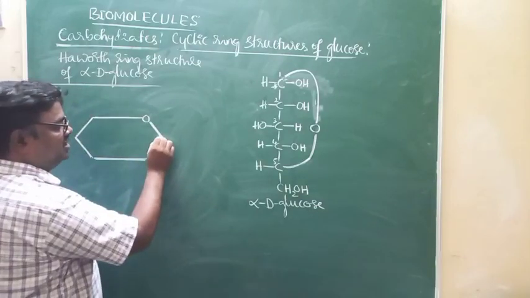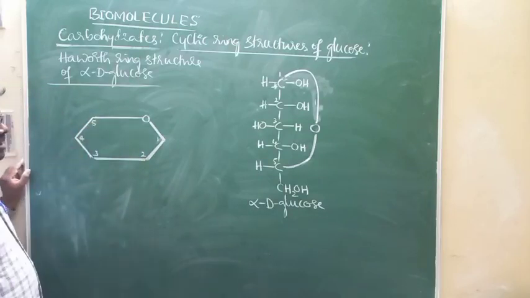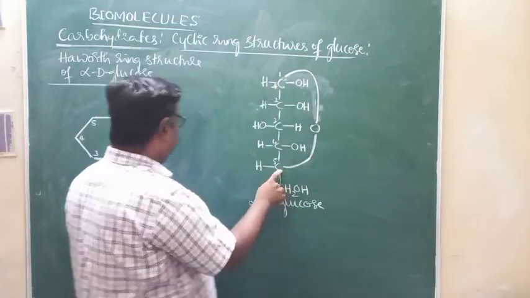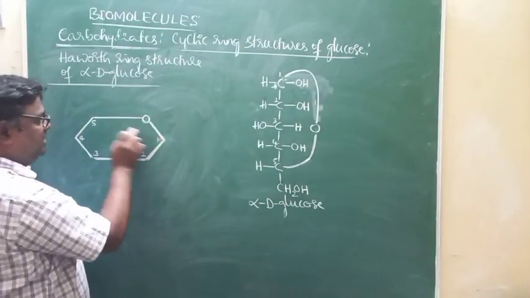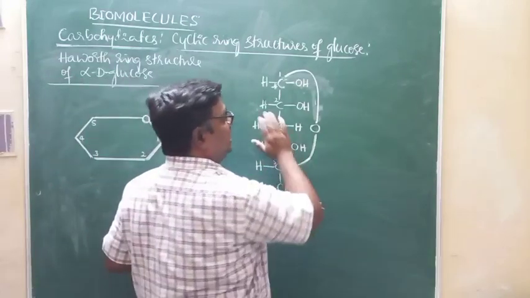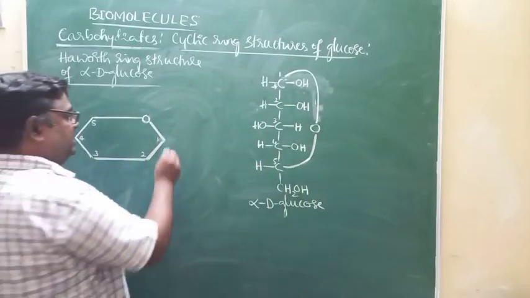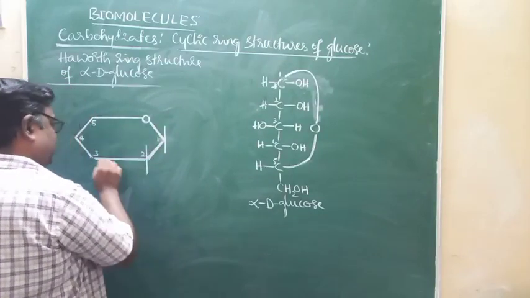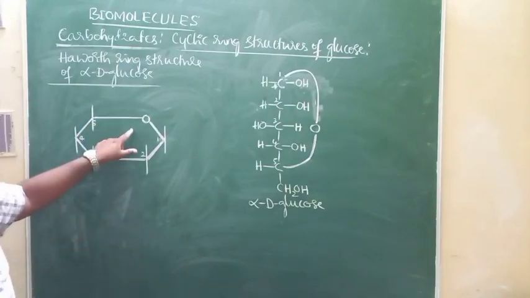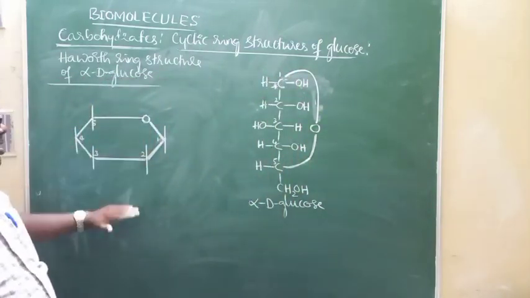This is carbon atom 1, this is carbon atom 2, this is carbon atom 3, this is carbon atom 4, and this is carbon atom 5. Just observe, in the cyclic ring structure, oxygen is attached to first and fifth carbon atoms. Here also oxygen is attached to first and fifth carbon atoms. Just observe, some groups are on the right side of the cyclic ring structure, some groups are on the left side. In order to write the Haworth cyclic ring structure, these groups attached to the asymmetric carbon atoms will be written above and below the plane of the cyclic ring.